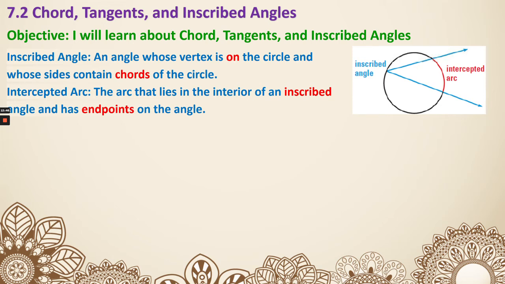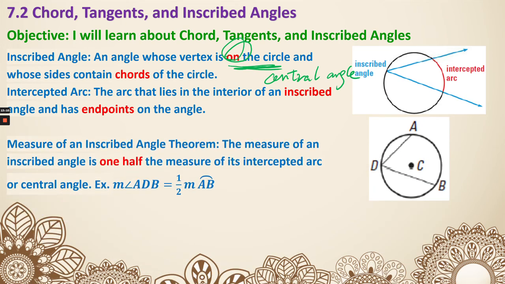Next, we have the inscribed angle: an angle whose vertex is on the circle. So an inscribed angle is actually the opposite of a central angle. A central angle is when we use the center of the circle to form angles. Inscribed is slightly different from that. And when we have an inscribed angle, the little arc being cut by the angle is called the intercepted arc.